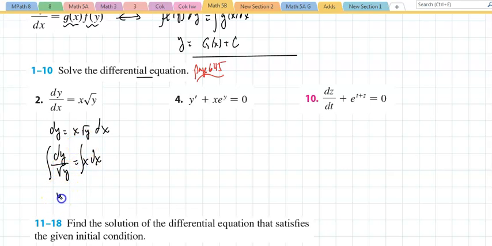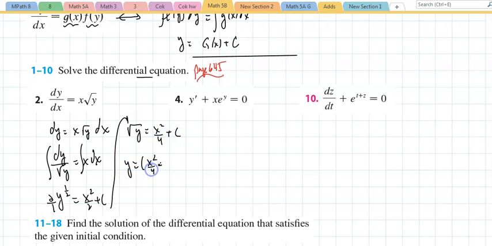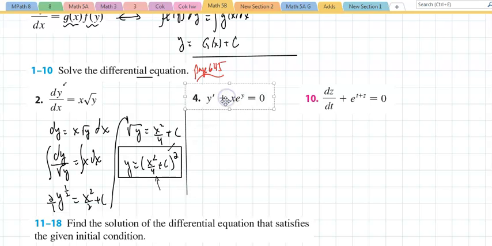This is y to the negative 1/2, add 1 to the power, divide by that, x squared over 2 plus c, and that would mean square root of y will equal x squared over 4 plus c, and y would equal x squared over 4 plus c quantity squared. And that would be my final answer. And what this says, take a derivative of that, put it on one side, take x times the square root of y, you should get the same thing. That's what that means.